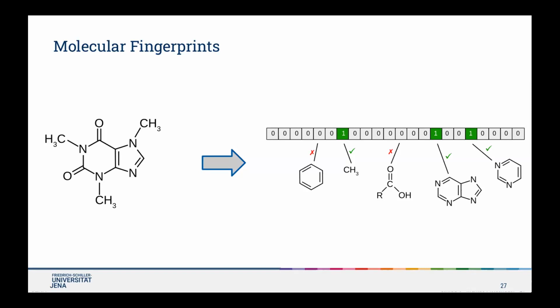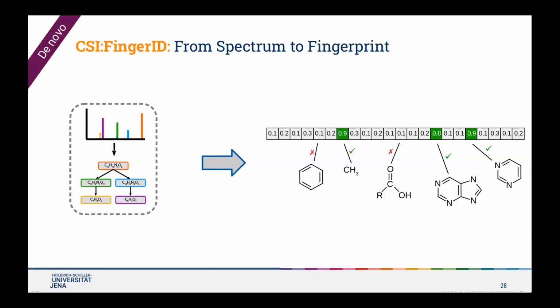If yes, we say 1, and if no, we say 0, and then we basically get this representation of our molecule. So for our structured database, it's easy to compute this fingerprint. But how do we get this fingerprint from our spectrum? That is basically the task CSI FingerID does. It takes the fragmentation tree, the molecular formula and the spectrum and predicts a molecular fingerprint.